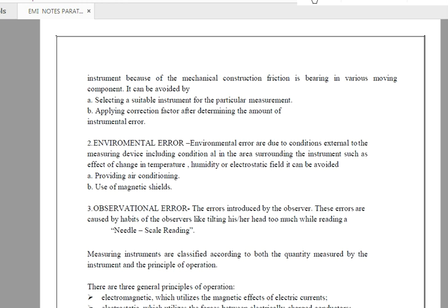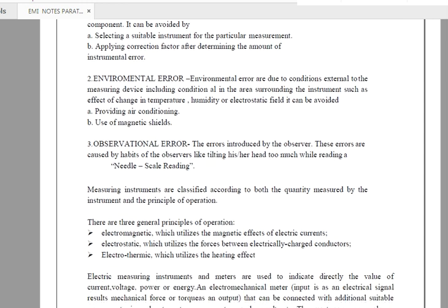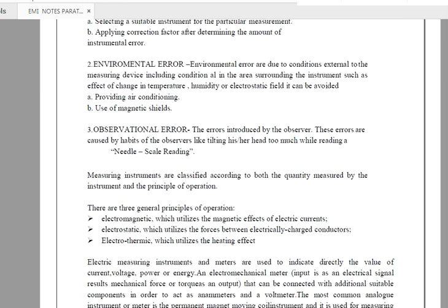Then the third under static error is observational error. This is the error introduced by the observer. These errors are caused by the habits of the observer. The error which arises due to the behavior, due to the wrong observations of the observer, is called observational error. And these are the errors which come under the measuring instrument, which will give the measuring errors.